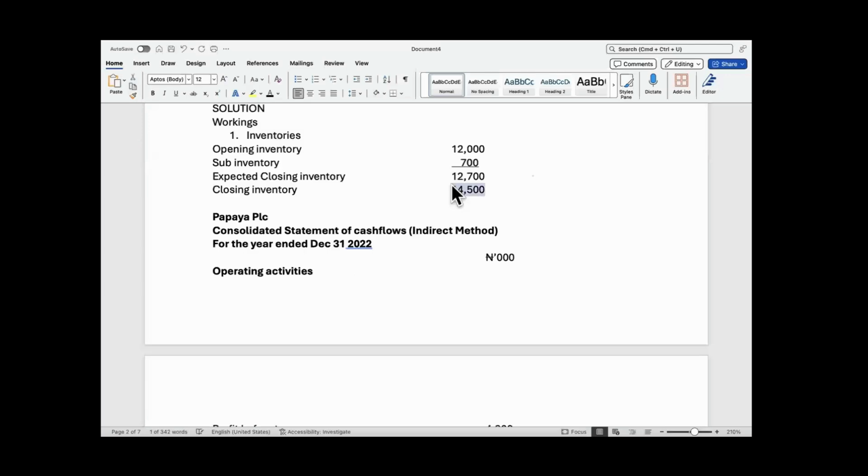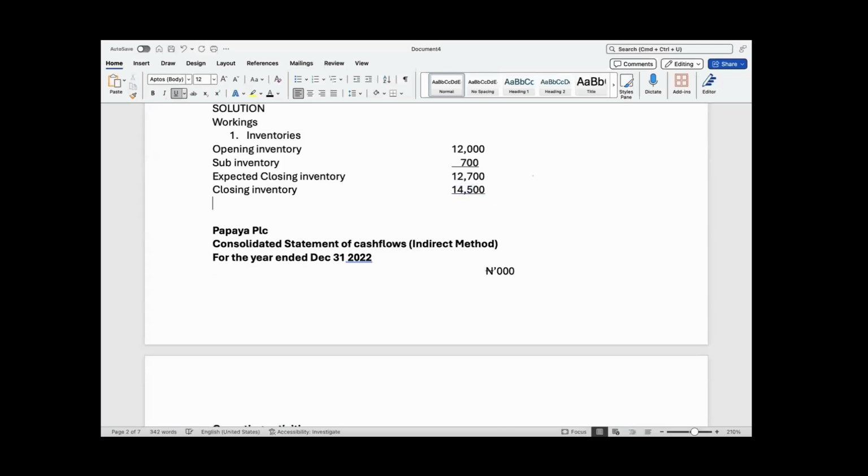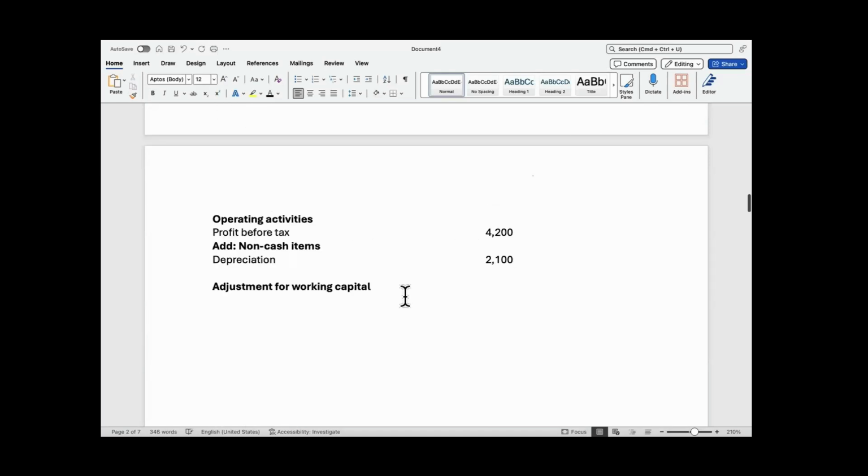Okay. So is this an increase or a decrease? An increase. So increase of how much? 1,800. Increase in inventory, would that be in brackets? Yes, in brackets.